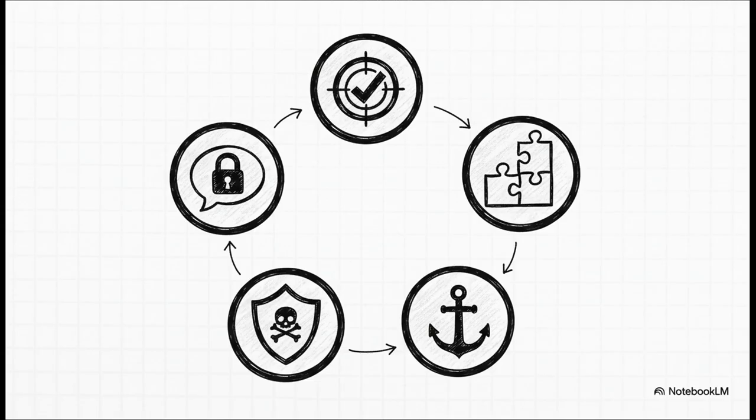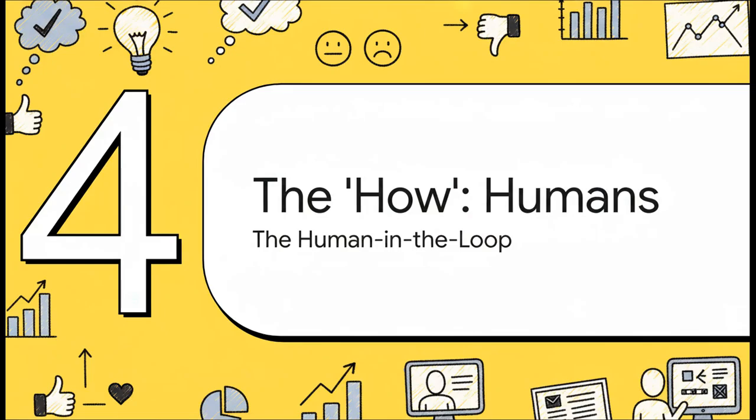You can even check for harmful content, or if the model is refusing to answer questions when it really shouldn't be. But machines can only take you so far. For the most nuanced, the most subjective, and the most important judgments, sometimes you've got to bring in the humans.